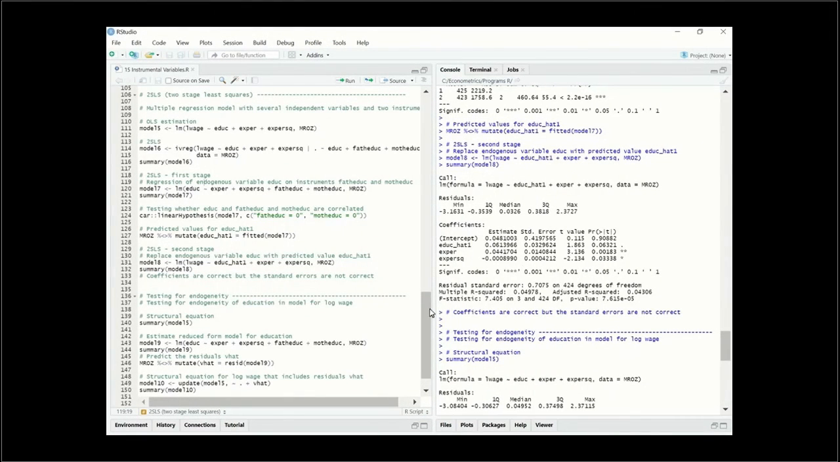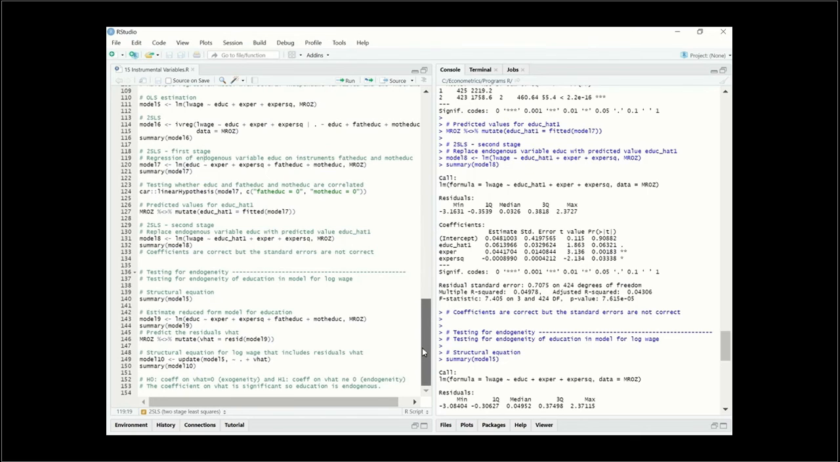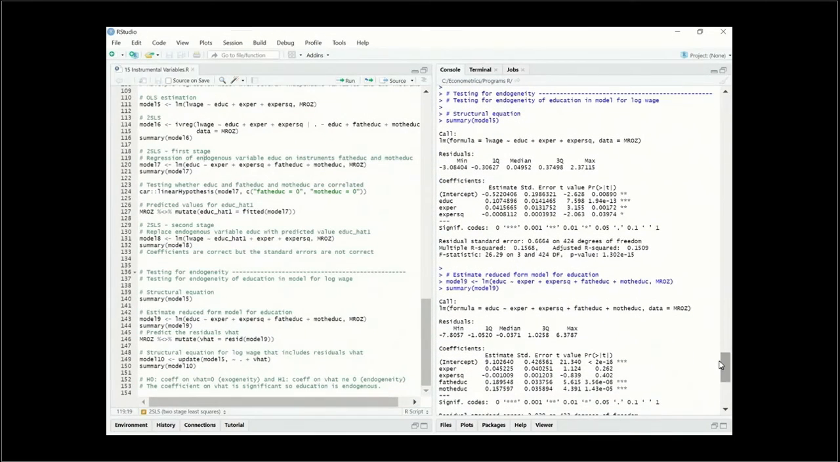Okay, so the final thing that we're going to be doing here is testing for endogeneity, and we want to know if a variable is endogenous before applying the two-stage least squares procedure. So here, let's go ahead with looking at Model 5. Model 5 was the log of wage regressed on education, experience, and experience square. These are the coefficients that we have here. This is what we are going to be calling the structural model.